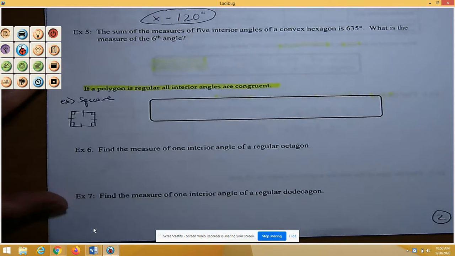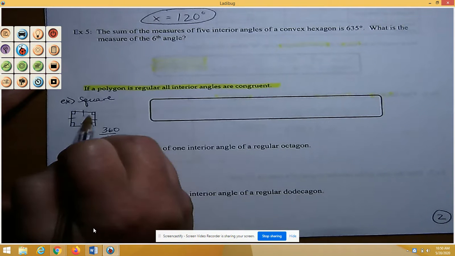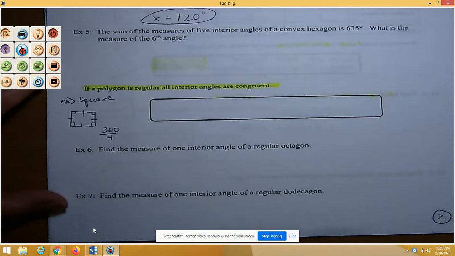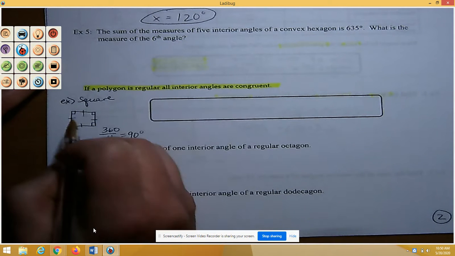All right, I have 4 angles, and I have 4 sides, so I do 2 times 180 to get 360. So now I'm going to do 360. And if you think about it, all 4 angles are going to be congruent. So I'm going to do the sum divided by 4, and that's going to equal 90 degrees. That will give me each angle. So we can use that always.